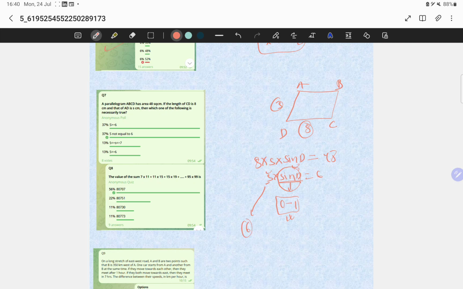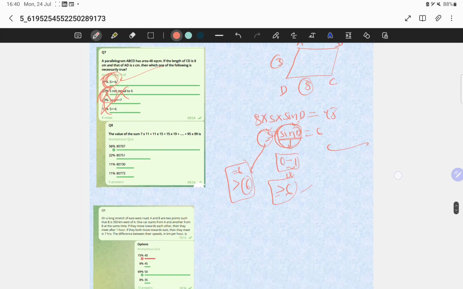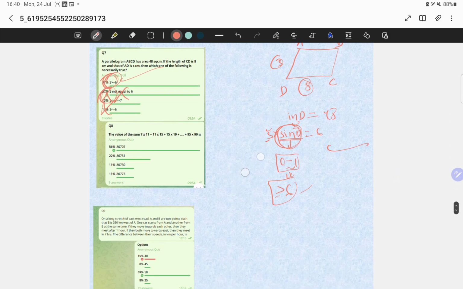If this is 1, then S will be 6, and when it gets less than 1, this sin D gets less than 1, so S has to be greater than 6. So two cases, when it is equal to 6 and greater than 6, only possibility is greater than or equal to 6. So S has to be greater than or equal to 6. So the first option is the answer. This won't be B. This will be the first only. Okay. The next one.